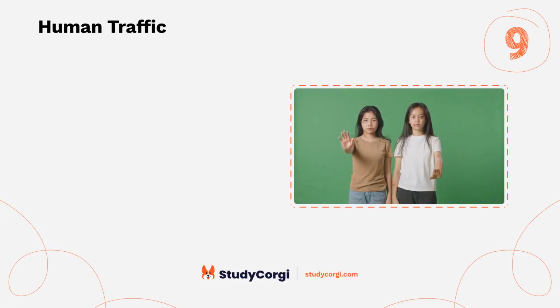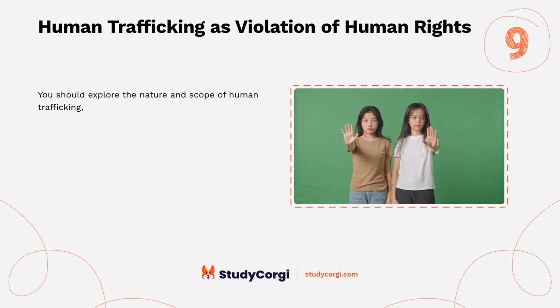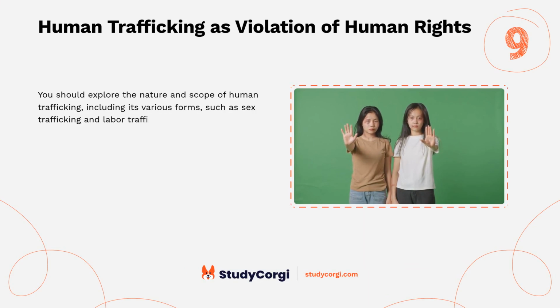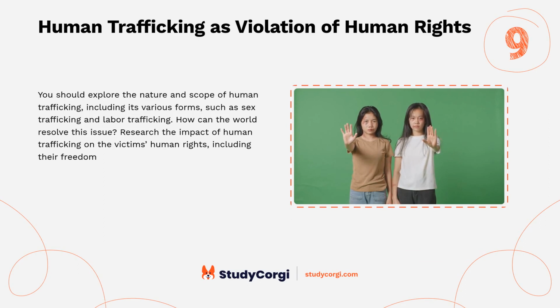Human trafficking as violation of human rights. You should explore the nature and scope of human trafficking, including its various forms, such as sex trafficking and labor trafficking. How can the world resolve this issue? Research the impact of human trafficking on the victims' human rights, including their freedom, dignity, and right to live without exploitation.